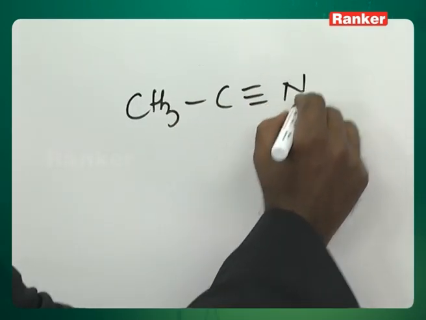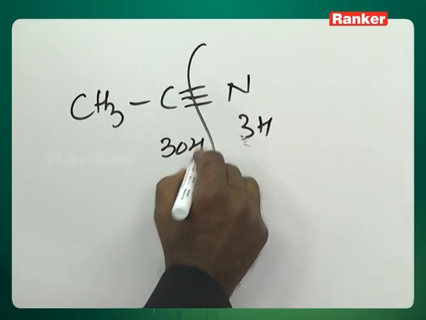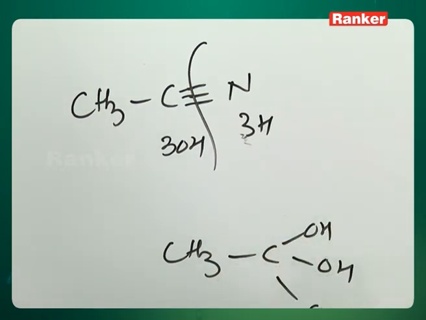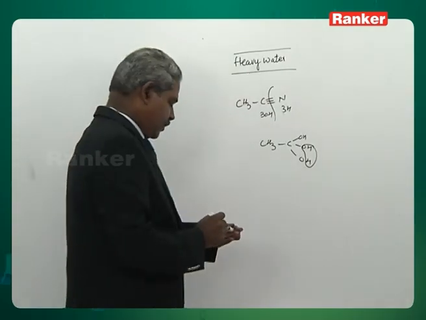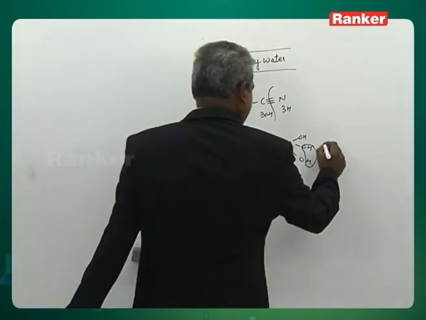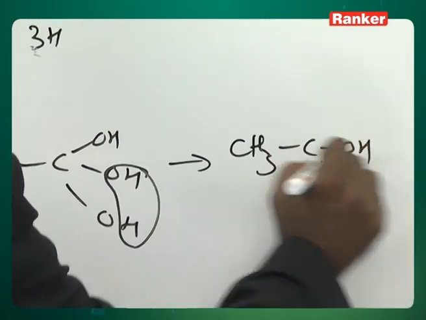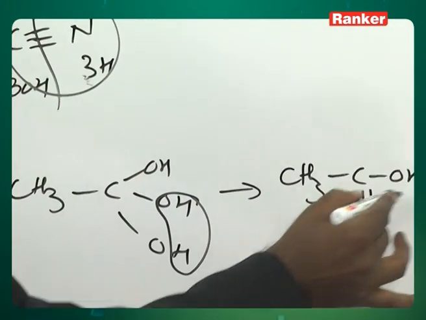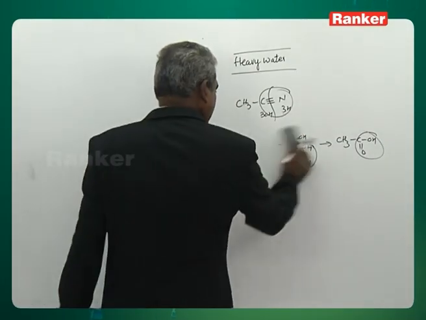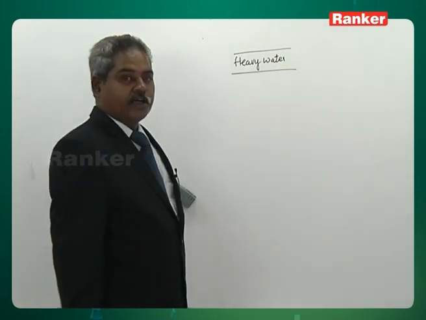CH3CN, cyanide, hydrolysis, break the bond. 3H, 3OH, CH3C(OH)3. Remove water. Why am I removing water time and again? Carbon cannot handle more than one OH. One OH, remove water. You get CH3COOH, acetic acid. So cyanides give carboxylic acids. Cyanides on hydrolysis give carboxylic acids. So across chemistry, all chapters, be it organic, inorganic, you need to learn reaction with water.